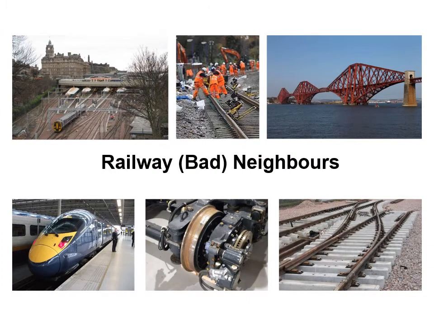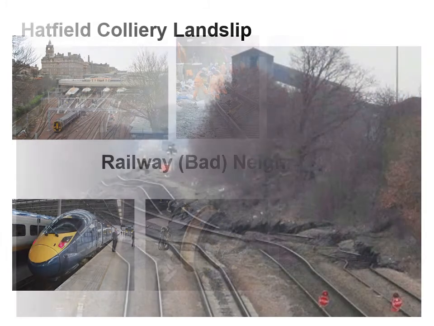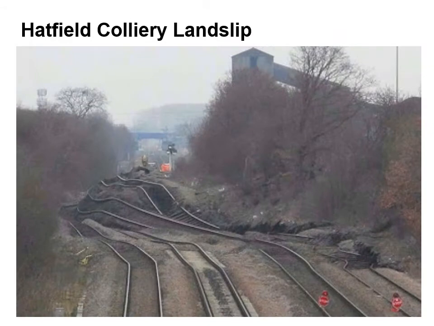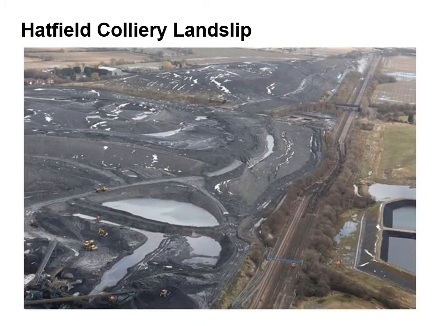So sometimes the problem is not actually the railway itself. Sometimes the problems are caused by neighbours, in particular bad neighbours. Here you can see an image of the Hatfield coil in Wanslip. You can see an aerial photograph of the mine workings. You can also see the significant damage to the tree line and the railway track.